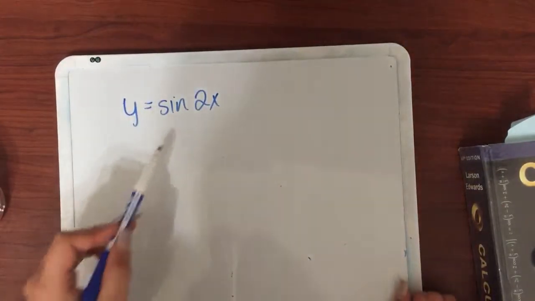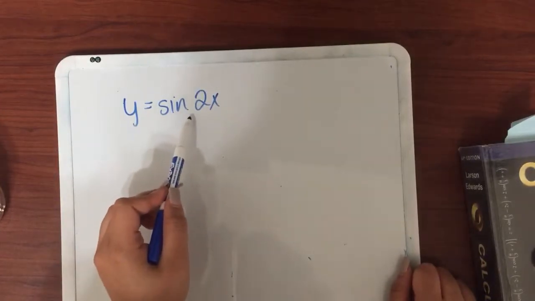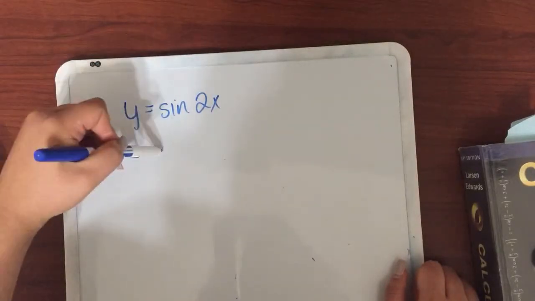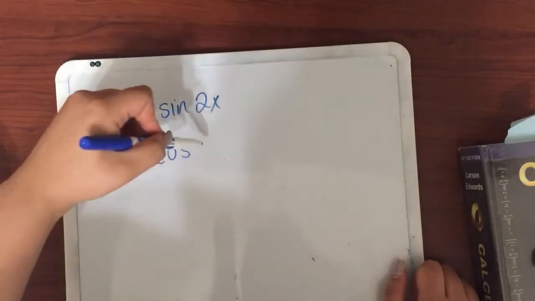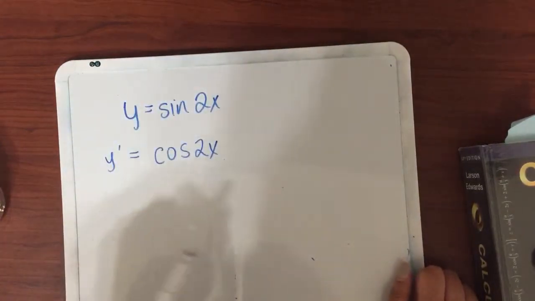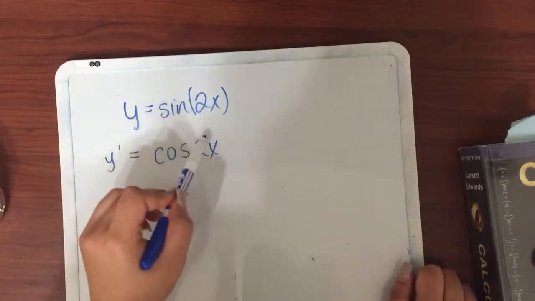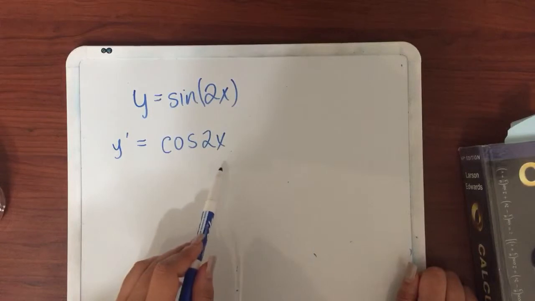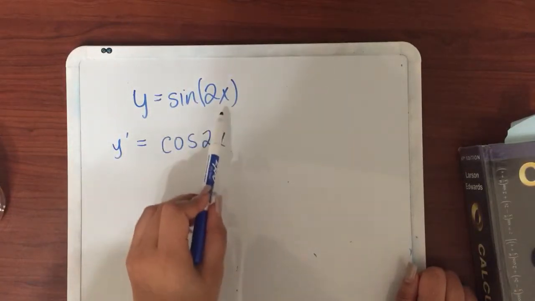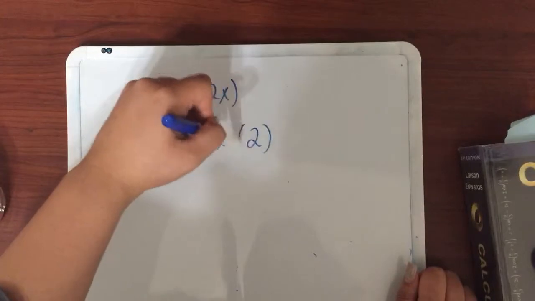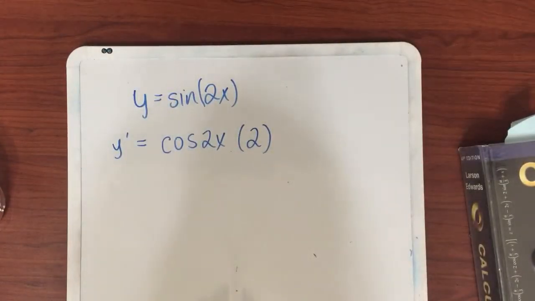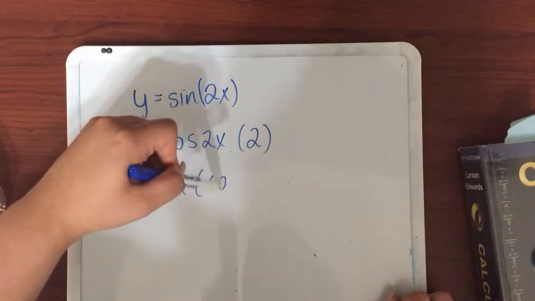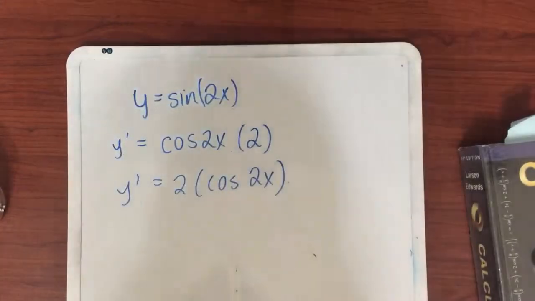Sine is your outside function, so y prime equals cosine, because that's the derivative of sine, and then you leave 2x because that's your inside function. You can put parentheses around it so you can see it better. So cosine 2x. And now you take the derivative of 2x, and you're left with 2. So your answer is 2 cosine 2x. And that is your answer.